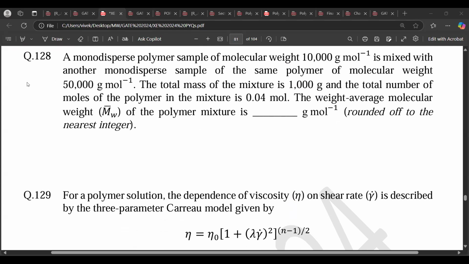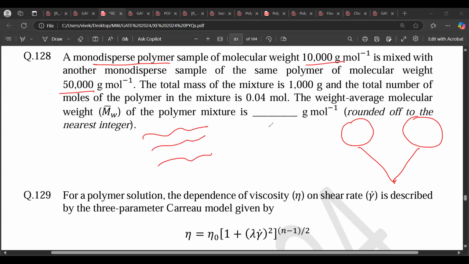So if you see here, a monodisperse polymer sample of this and this, so you have A. Remember this type of mixture problem when you're calculating the average molecular weight. Remember to use it in terms of groups, as I taught. Now this is this many big, and this is another group. So this group has three features. One is Ni, another is Mi, and what is the other? Anyone please?